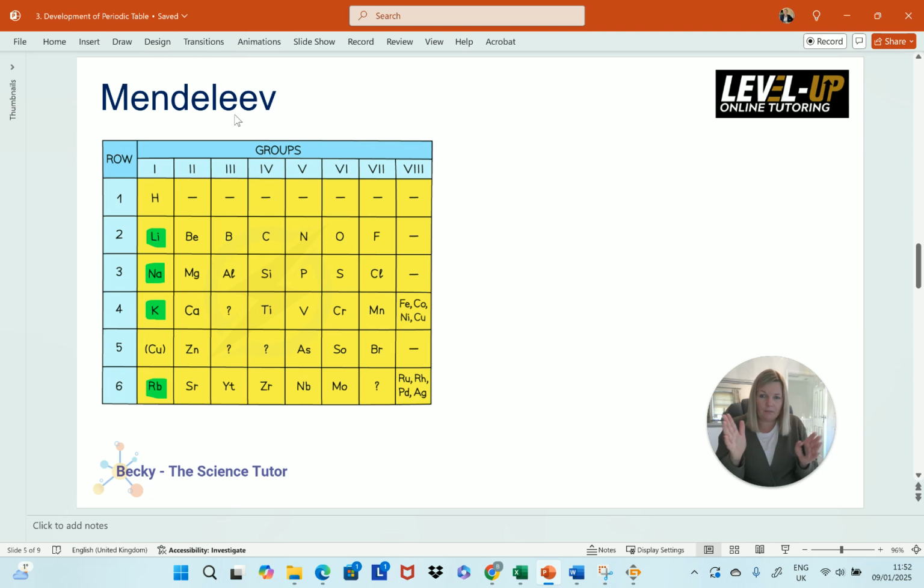We've got a bit more of a division between our metals and our non-metals. Okay, over this side we've got fluorine, chlorine, bromine. Yes, we've got manganese in there, but again, we're starting to see those patterns. We're starting to see what we know now from our modern periodic table.